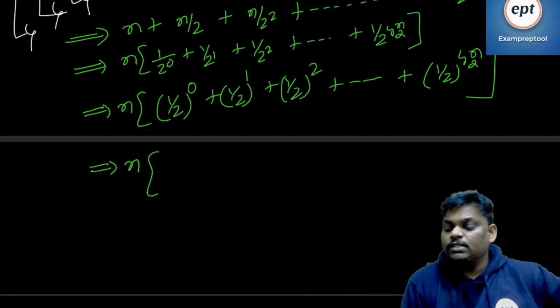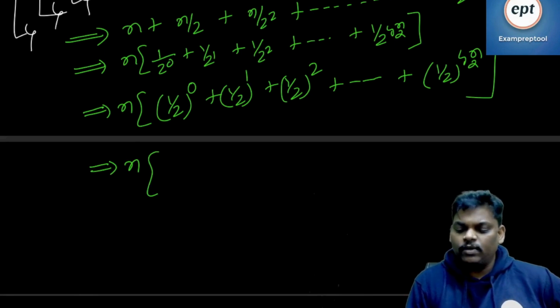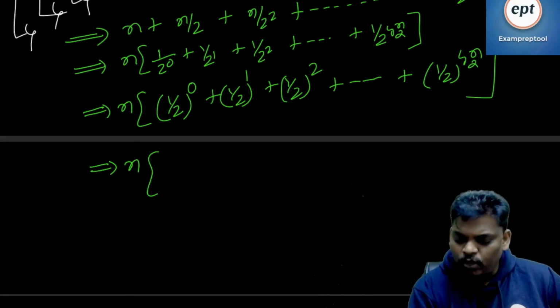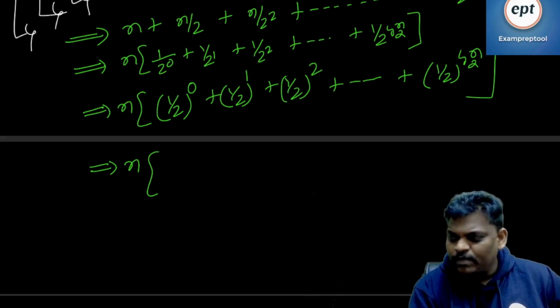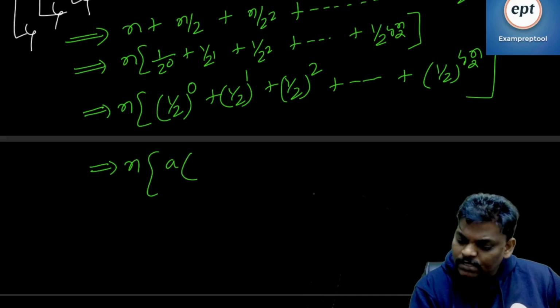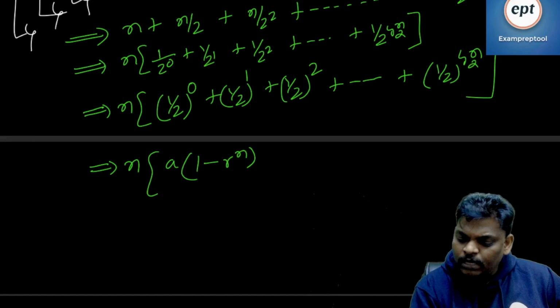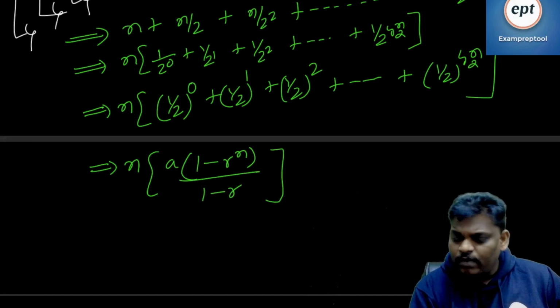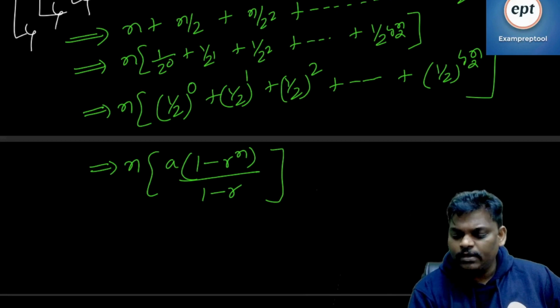I think it is clear to everyone now. It is the GP series where the r value is less than 1. I think you know two formulas are there. Let me see the sum of n terms in the GP: a into, for r value less than 1, the formula is 1 minus r power n by 1 minus r. This is the formula if r value is less than 1. If r value is more than 1, the opposite will happen. Because its r value is less than 1, this is the formula.